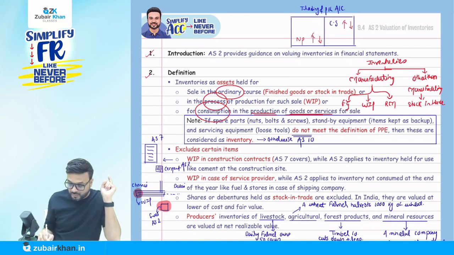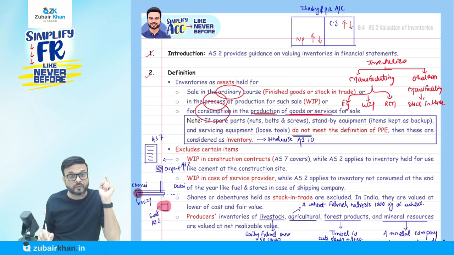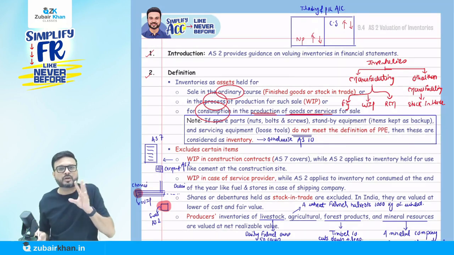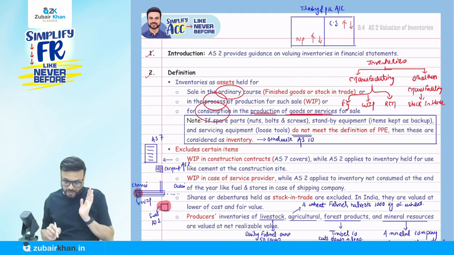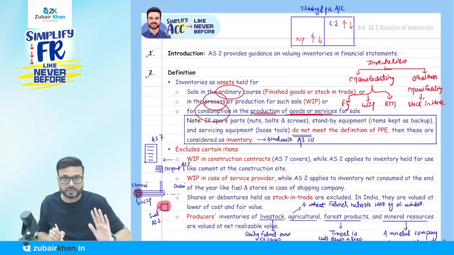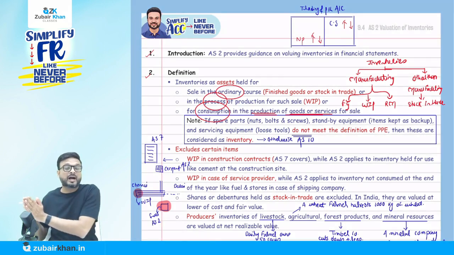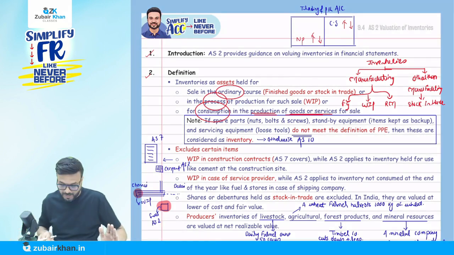Now these three inventories are going to come in the case of what? A manufacturing company. If it is not a manufacturing company, then it is other than manufacturing. They have only one type of stock and we call it stock in trade. One note is given here. Don't worry about this note because it will be discussed in detail when I cover accounting standard 10, that is property, plant and equipment.